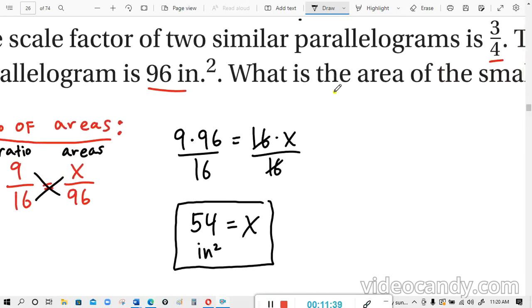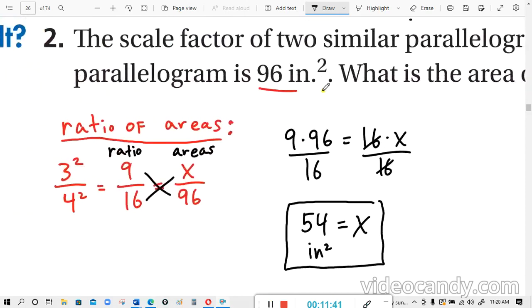And that makes sense. They said the area of the smaller parallelogram, so of course we had to get something less than 96 since it's smaller.